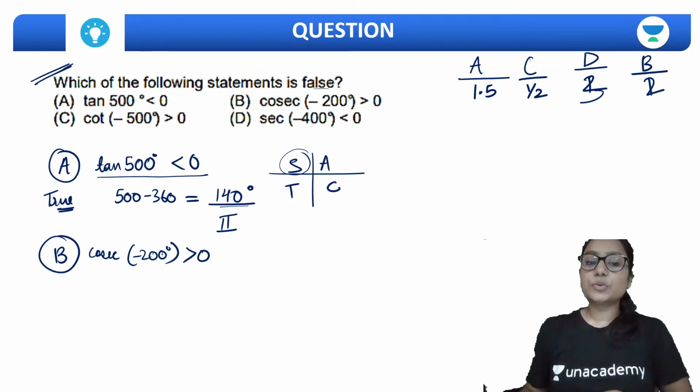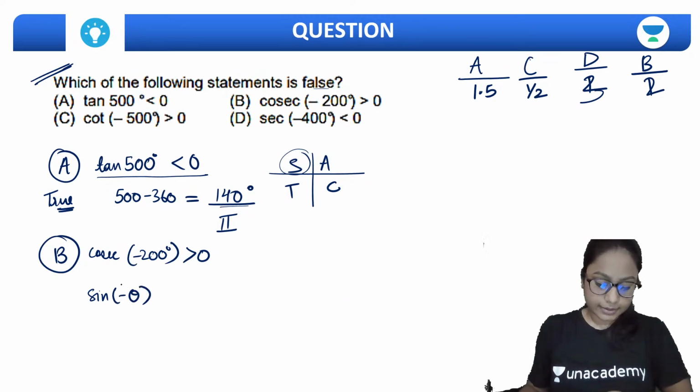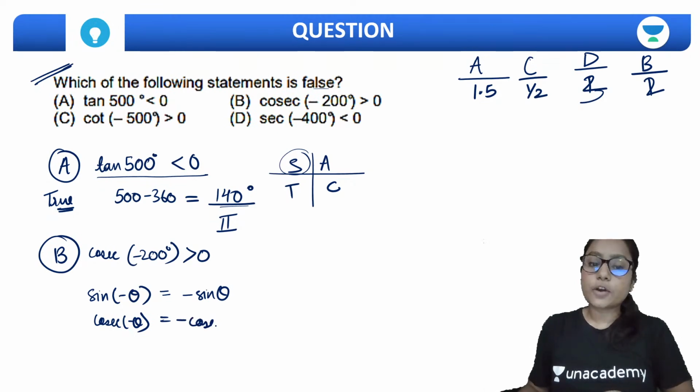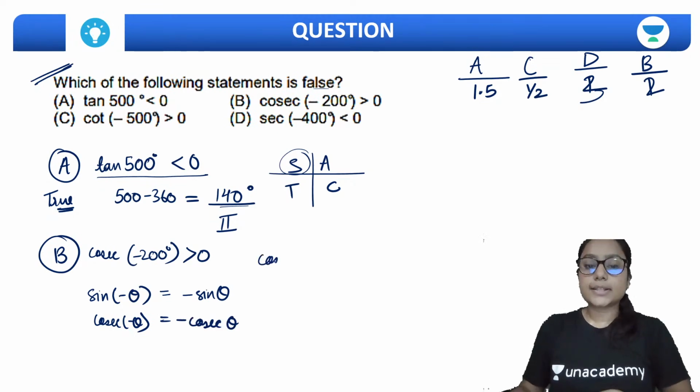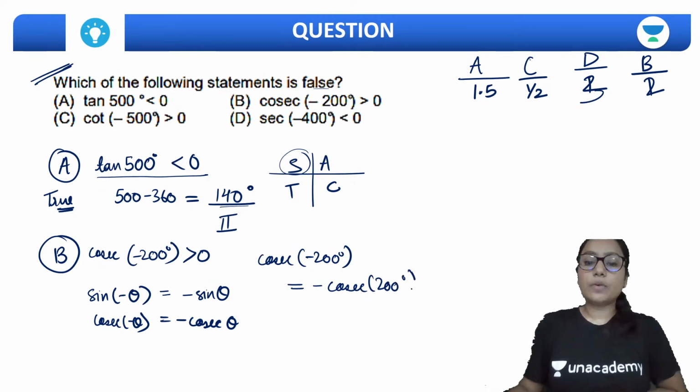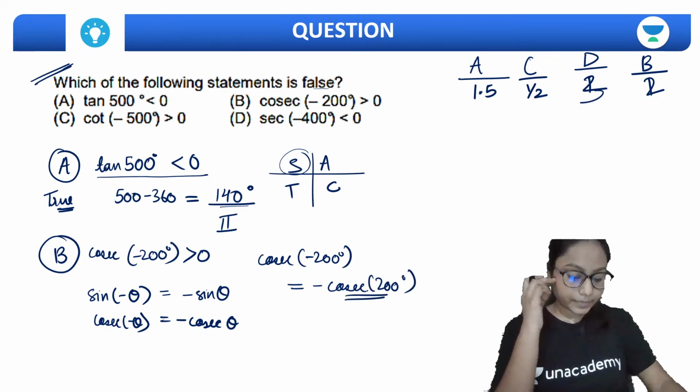Now, cosec minus 200 degrees is greater than 0. What is the value of sine minus theta? Sine minus theta is minus sine theta. So, what will be cosec of minus theta? This will also be equal to minus cosec theta. So, what is cosec minus 200 degrees equal to? This is equal to minus cosec 200. Right? Now, find it out. Is it greater or less?